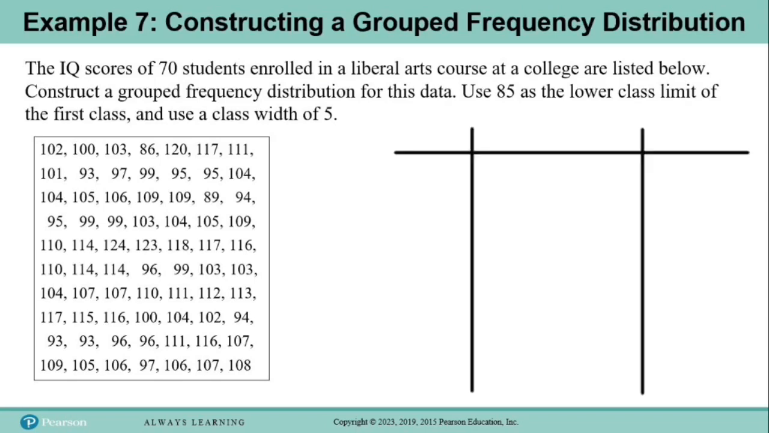It's not a problem. I've got our usual 3 columns here. The left column is going to represent these IQ scores, so let's go ahead and label that left column IQ, and the middle will be our tally marks, and then our frequencies on the right as usual. Now they said to use 85 as the lower class limit for the first class. So let's put 85 right here. And then they said use a class width of 5. So that means that the next lower class limit is going to be 85 plus 5. So the next lower class limit is going to be 90.